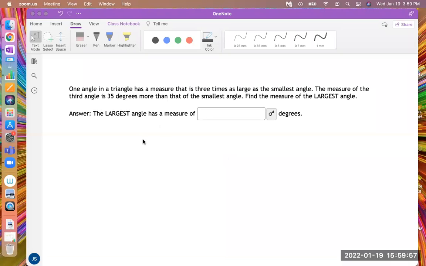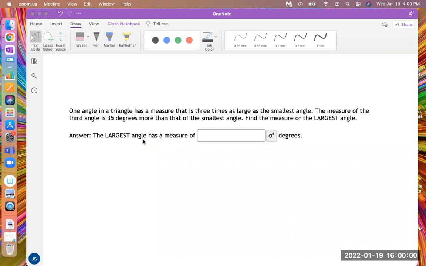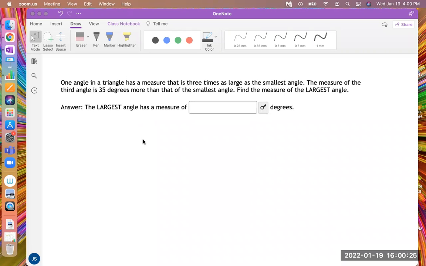Let's see a problem. One angle has a measure that is 3 times as large as the smallest angle. The measure of the third angle is 35 degrees more than the smallest angle. Find the measure of the largest angle. A lot of students right now think, this one's 3 times larger than this one, that means I need to do 1/3. They're trying to do all this in their head. That's not what we want you to do, and we're trying to teach you new steps and new tricks so that you don't have to do that.